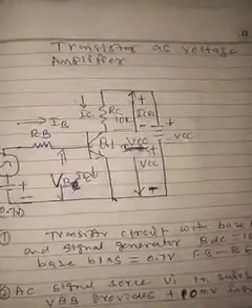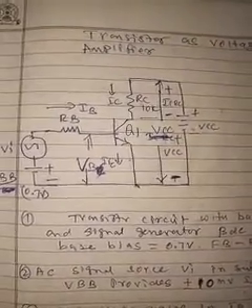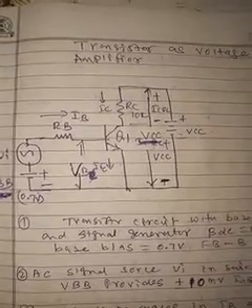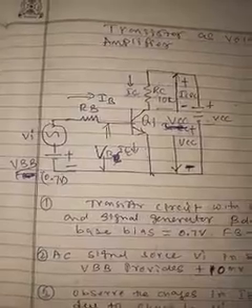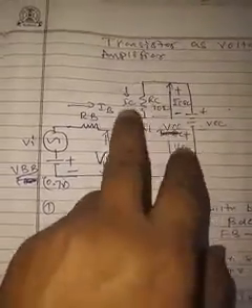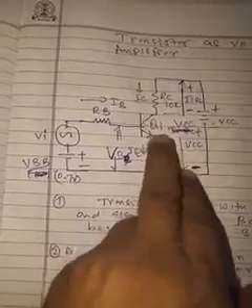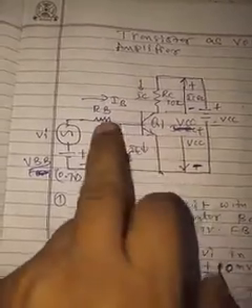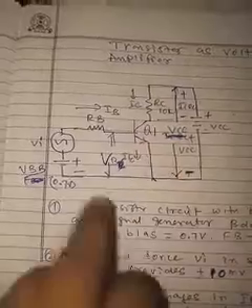Let us see one more application of the transistor as a voltage amplifier. We have seen the current amplification. Now let us see the transistor as a voltage amplifier. Refer to this circuit again. This is again an NPN transistor named Q1. This is the emitter, this is the base, this is the collector.